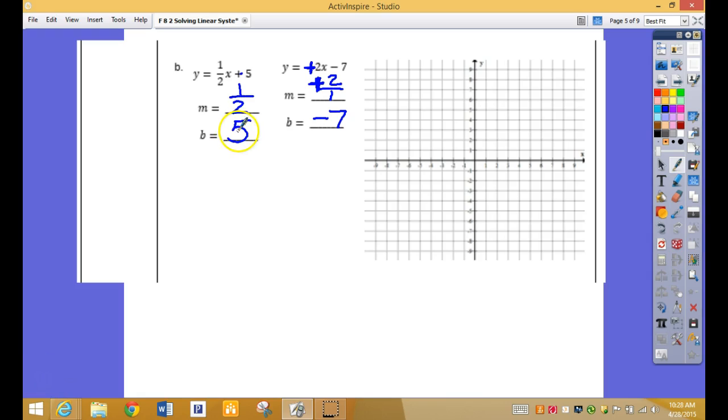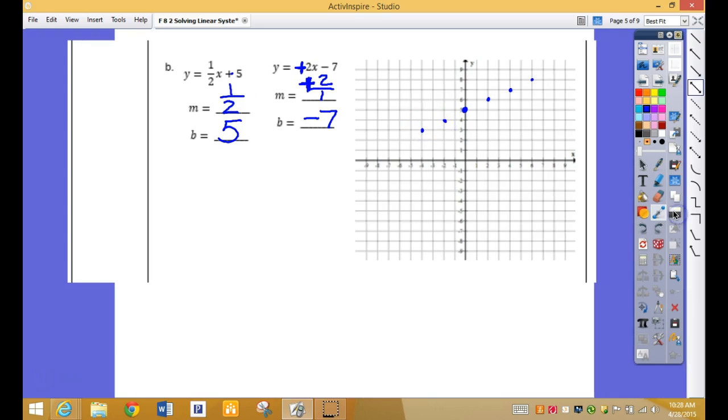Okay, we'll graph the first one. Start at the positive 5. And that has a slope of 1/2. So rise over run, run 2, rise 1. Run 2, rise 1. Left 2, down 1. All right, that would be the first equation.